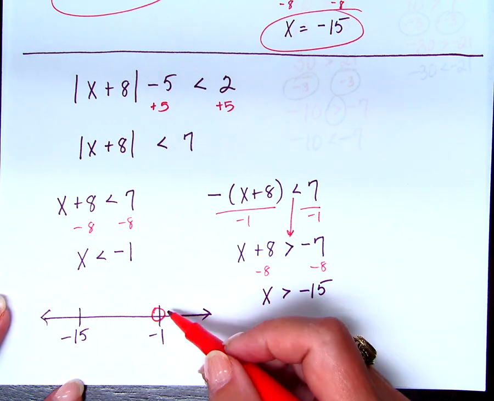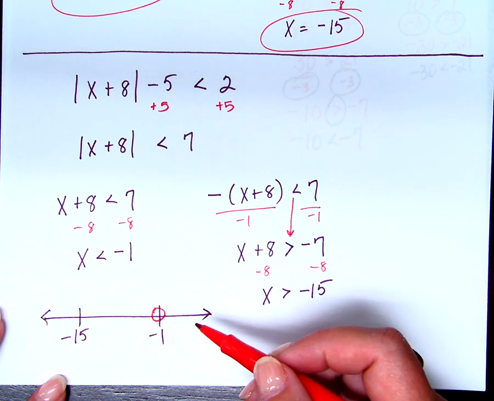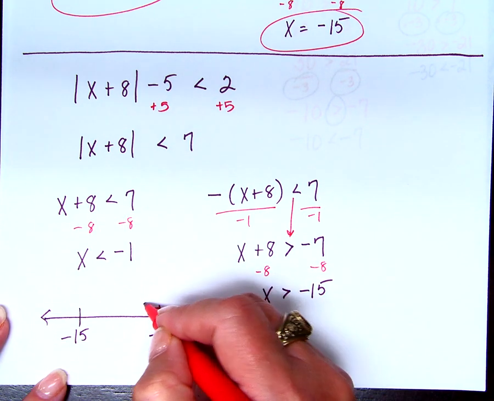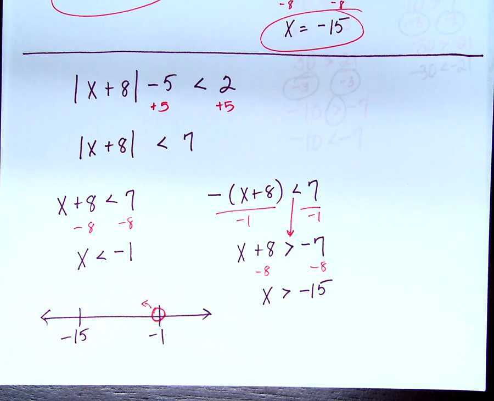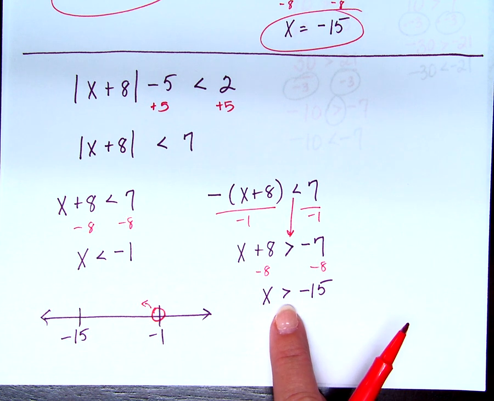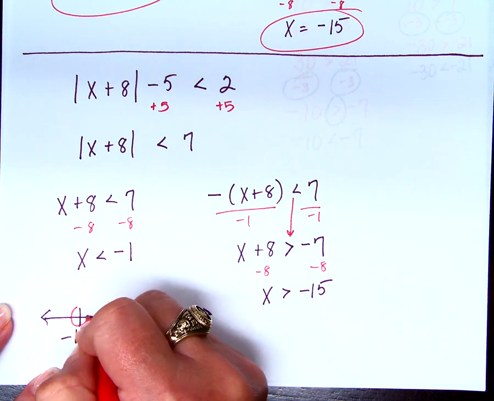Okay. Now, which direction is less than negative 1? To the left of it or to the right of it? To the left. I'm not going to shade yet. I'm just going to tell myself where I would shade if I was going to shade. It's not time yet. Now, what goes on the negative 15? Also an open circle. Okay.